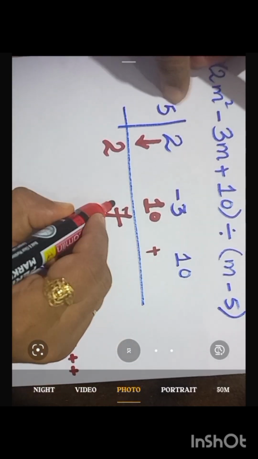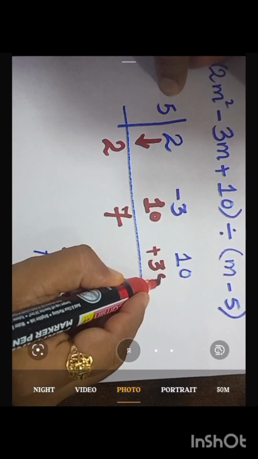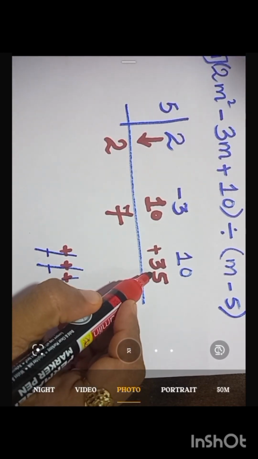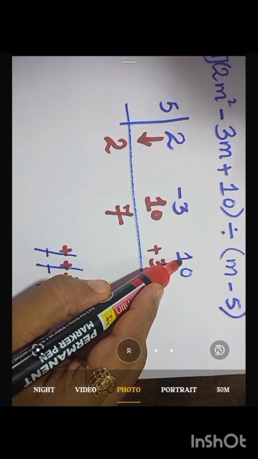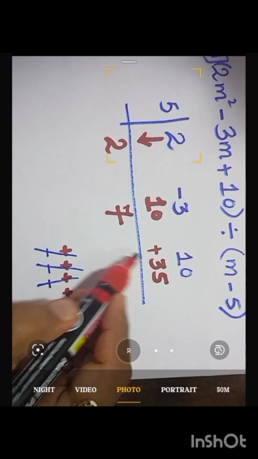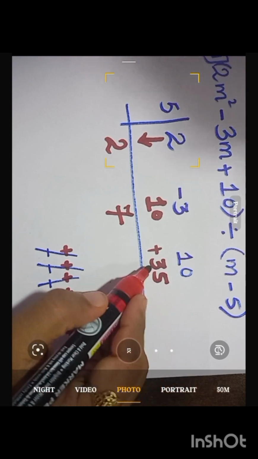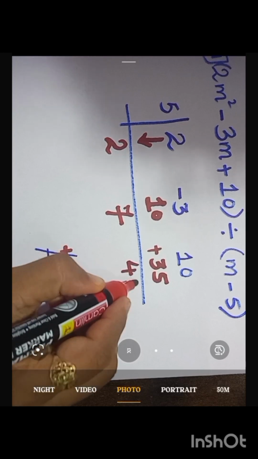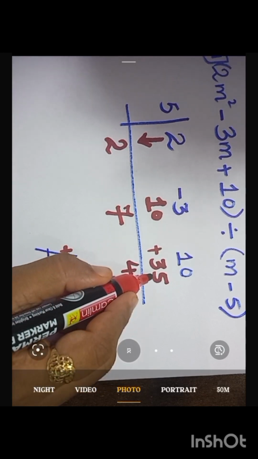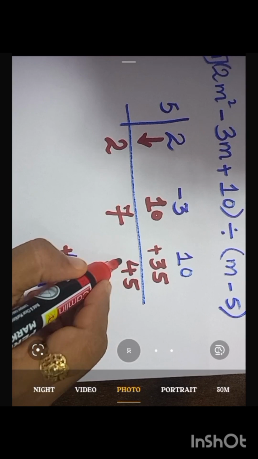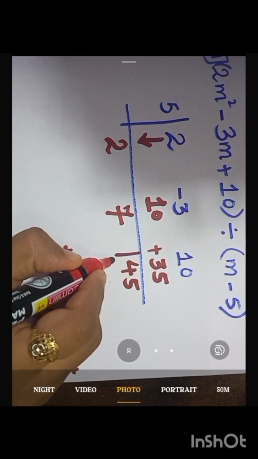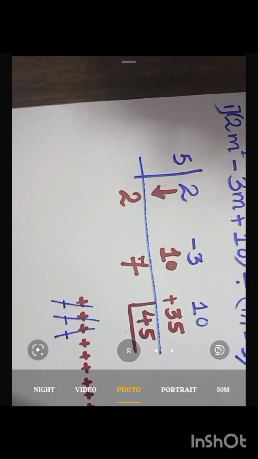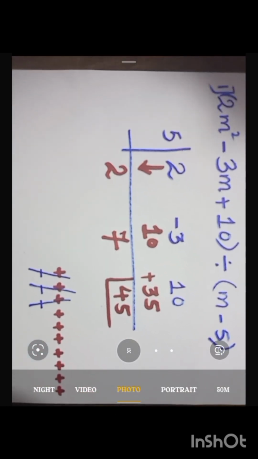This 7 will get multiplied by 5. So 7 fives are 35. As 7 has a positive charge and 5 also has a positive charge, plus plus would be plus. 7 fives are 35. And now I'll be solving this 35 and 10. 35 has a positive sign, 10 also has a positive sign, plus plus would be plus. So 35 plus 10 would be 45. 35 is the greater number, so the sign is positive. If you don't give the positive sign, that's okay, it's understood. Now here we have done the division.